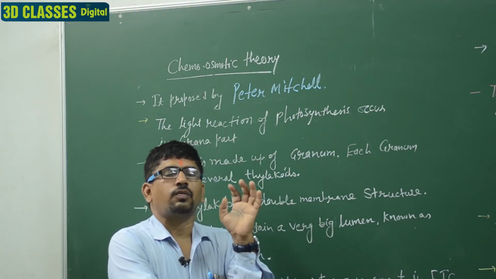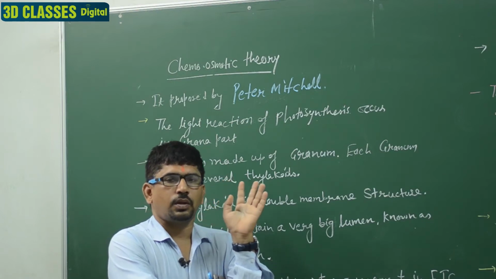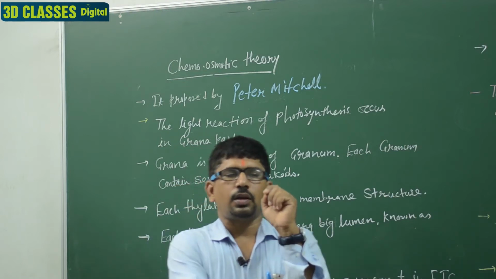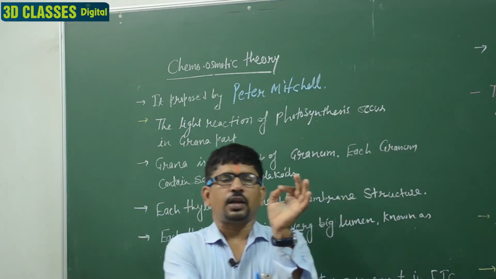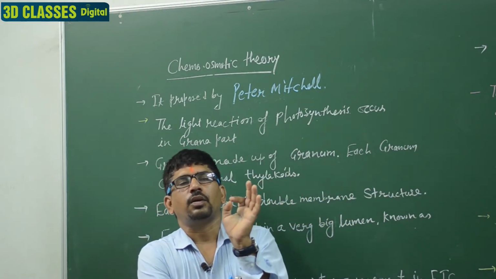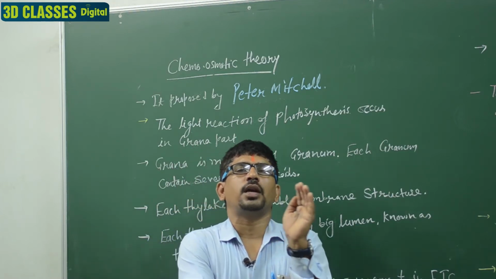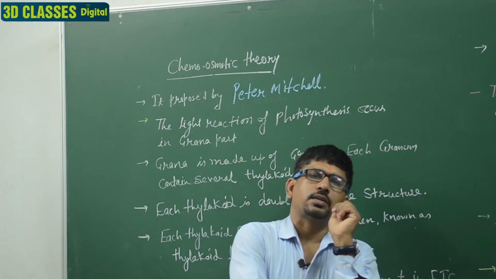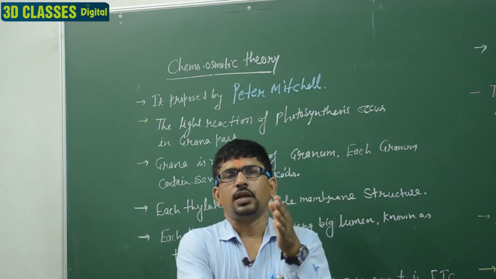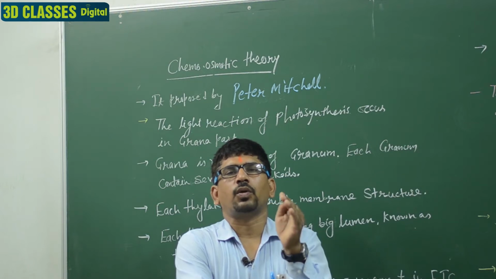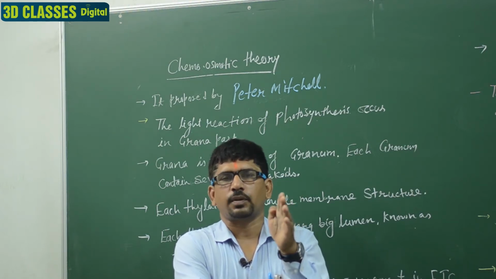First, what is the meaning of this theory? What is the chemiosmotic theory? The chemiosmotic theory is a process that represents how ATP is synthesized in the ETS. What is the ETS or ETC? ETS and ETC mean electron transport system, or we can say electron transport chain.